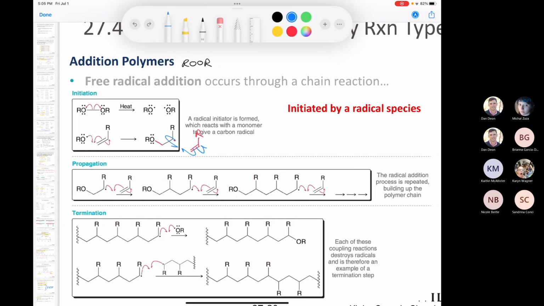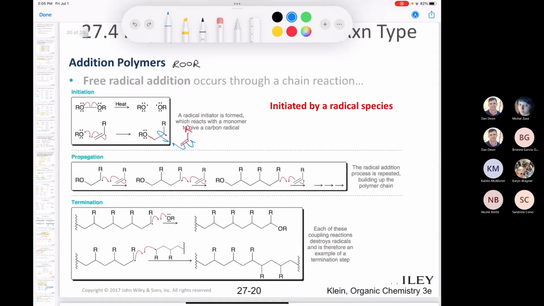And then what's termination? Well, again, if you remember from chapter 10, termination was when any two radicals meet to annihilate a radical. Okay, so let's see here. It could be the end of the polymer reacting with an oxygen radical that was formed up here. It could be two of the ends coming together like that. But either way, termination is nothing more than two radicals coming together. So again, initiation, propagation, and termination. And this is how you grow a polymer by free radical addition.